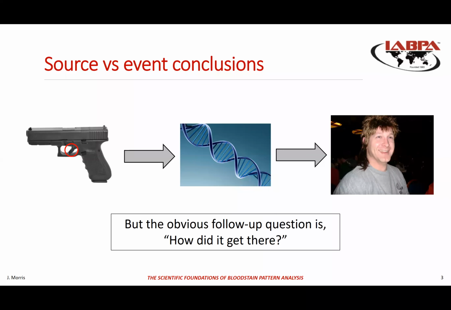But the obvious follow-up question is this: how did that DNA get there? Yes, we've made an association, but oftentimes it's not whose DNA that is that's the critical question. It's how did that DNA get there? I asked my biology colleagues if they ever get that question, and one of them said, we get it all the time. The source of the DNA is not under dispute. What is under dispute is the event. How did that person's DNA get there?